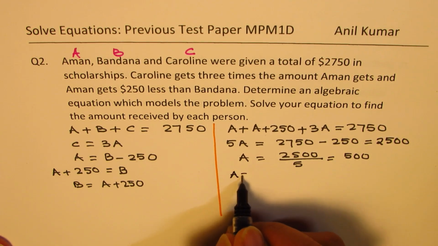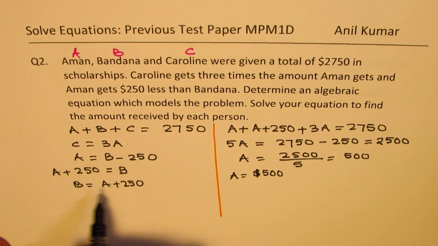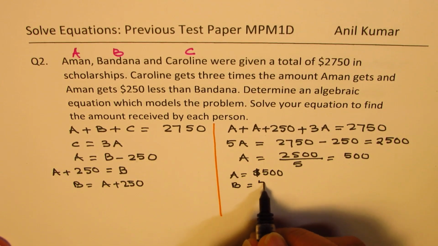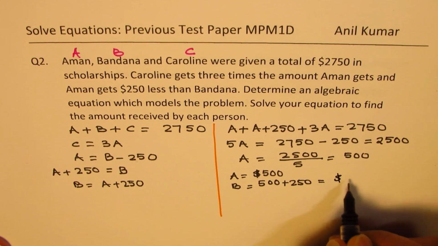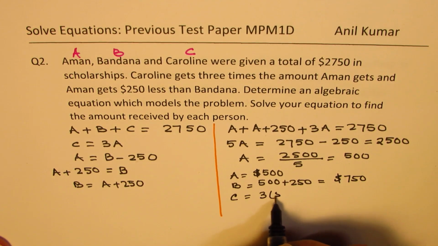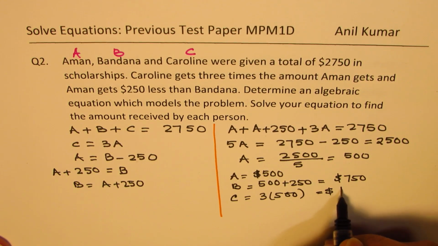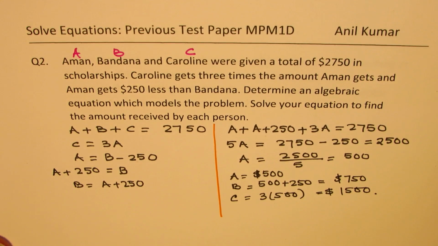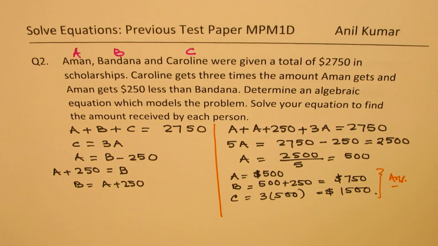So we have A equals $500, and B will be equal to 500 plus 250, which is $750. As far as C is concerned, 3 times 500, which is $1,500, right? So that is how we will get the answer for this question. Is that clear? Now let's take the third question.